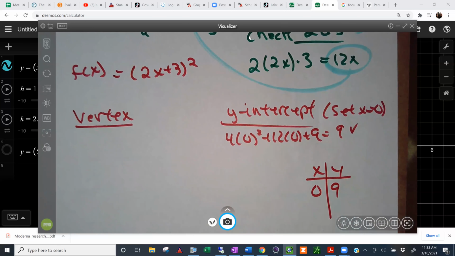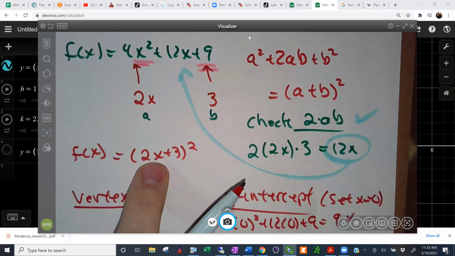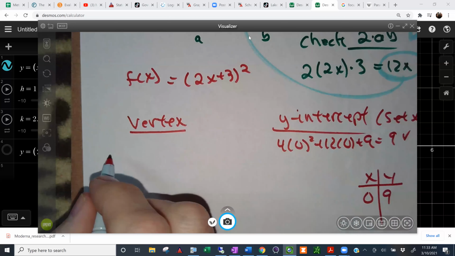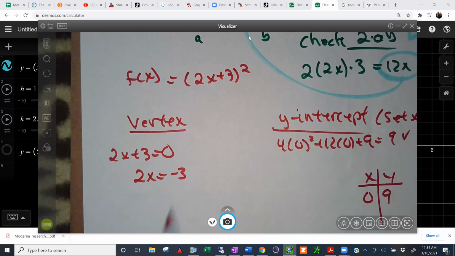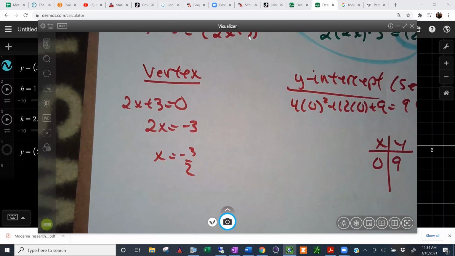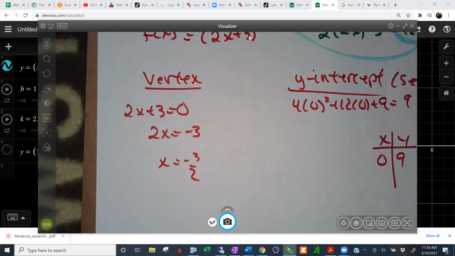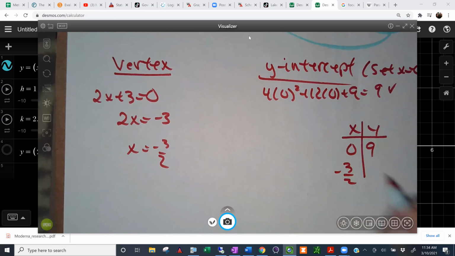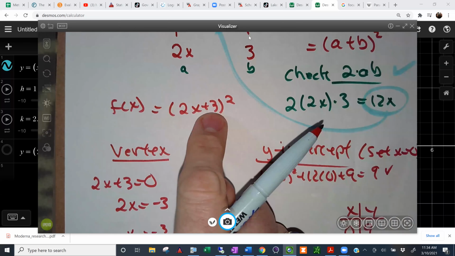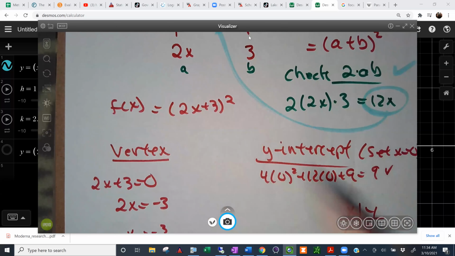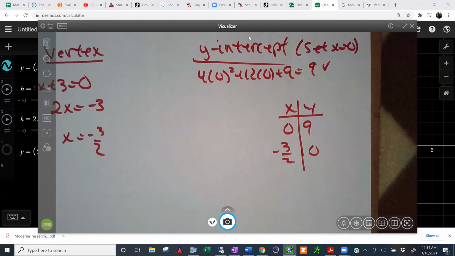For the vertex, I need to figure out what makes the squared term equal to 0. So in other words, when does 2x plus 3 equal 0? And it'd be negative 3 over 2. So negative 3 over 2 is my solution there. And if I have x equal negative 3 over 2, that makes this whole thing 0. And when I square it, it's still 0. And then that's it. So I've got these 2 points on my graph.